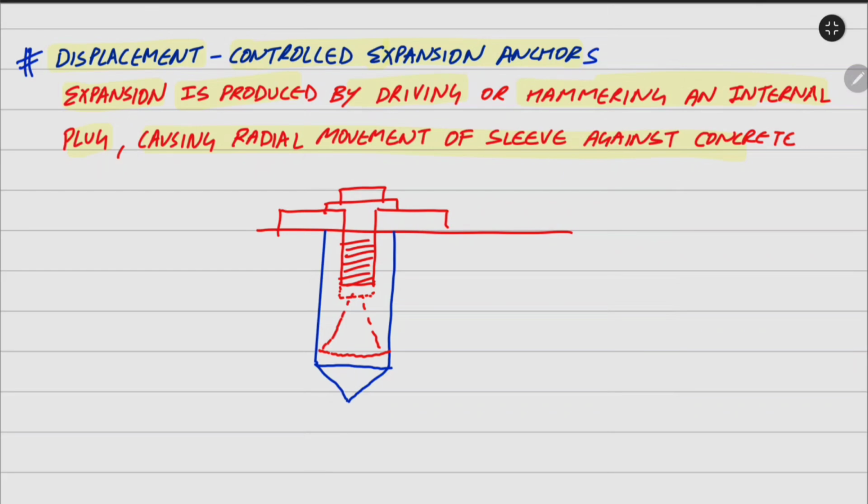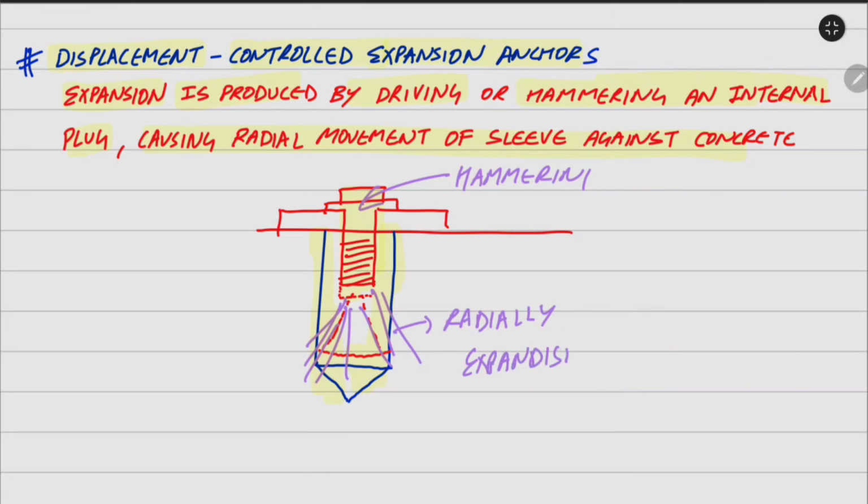Now these expansion anchors generally have two bodies. One is the internal body and the other one is the outer body. We provide force to the internal body such that the outer body will expand. So in this case, what happened? We are hammering the internal body, and the outer body is basically radially expanding. So this type of expansion anchor is known as the displacement controlled expansion anchor. Now let us see the torque controlled expansion anchors.